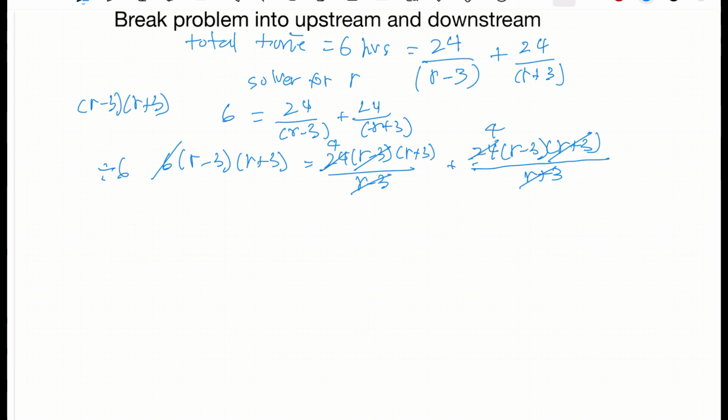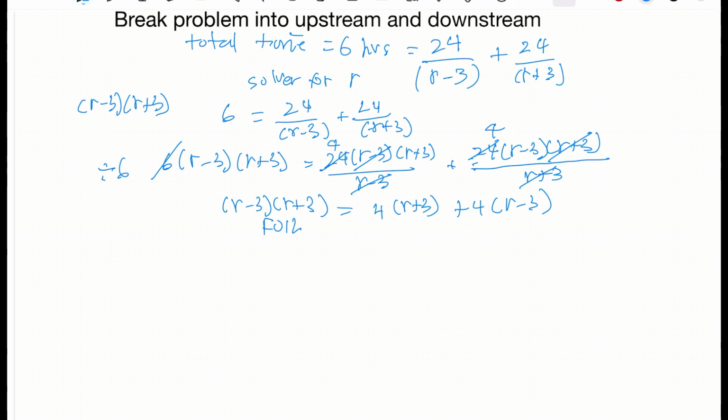So now let's rewrite our equation here. It looks a little messy. r minus 3 times r plus 3 is equal to 4 times (r plus 3) plus 4 times (r minus 3). Now we're going to expand on the left-hand side using the FOIL method, the first, outer, inner, last method of multiplication.